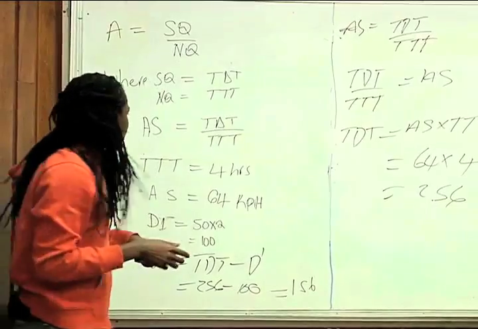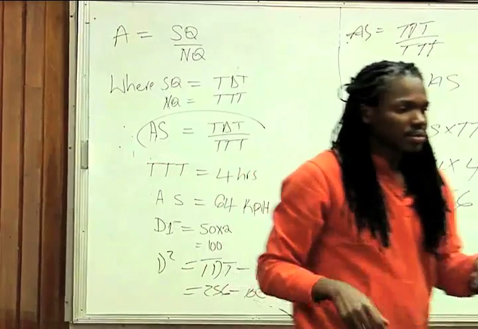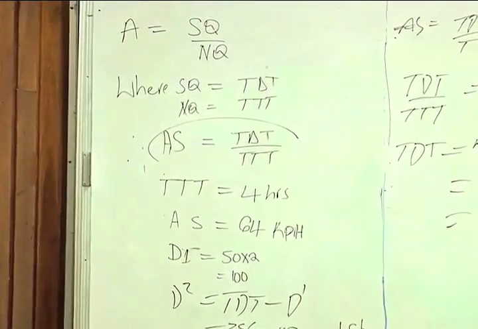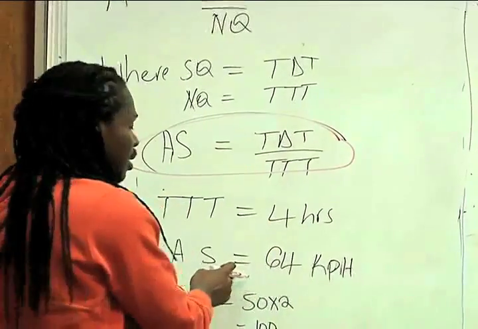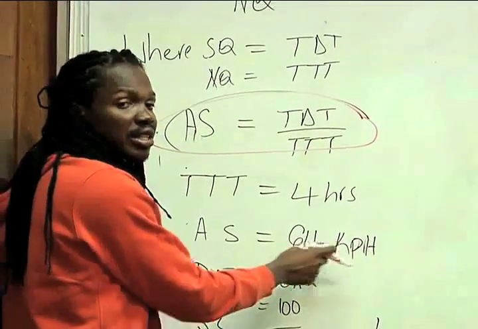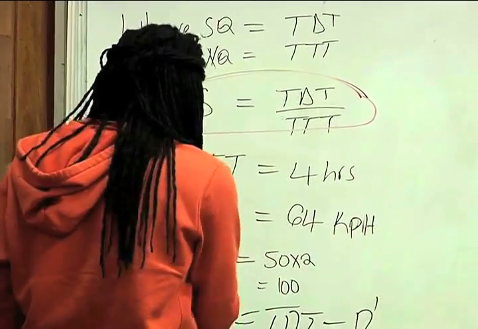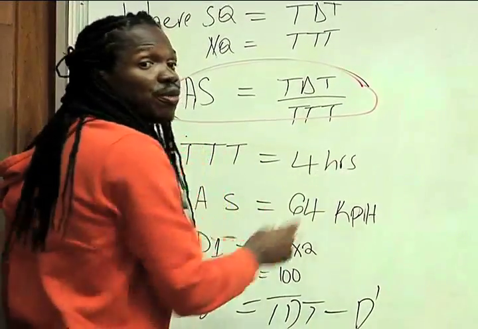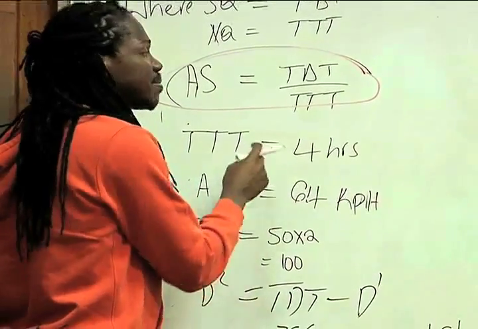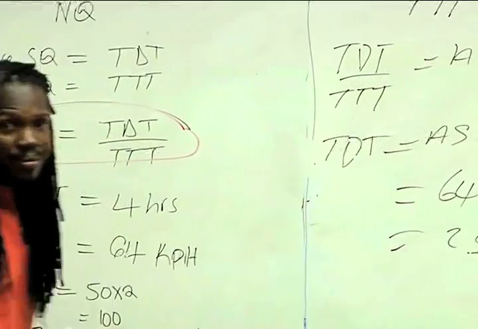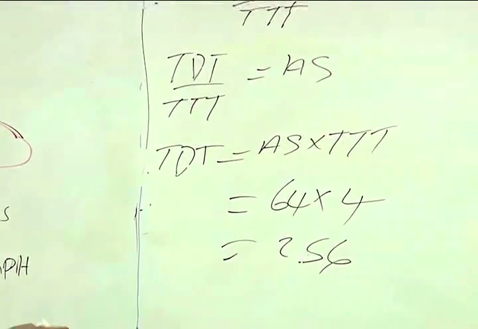What did they give us out of this? They gave us the average speed: 64 kilometers per hour, the question told you. They also told us that it took 4 hours. So I can use this to work out my TDT. How do I work out my TDT?